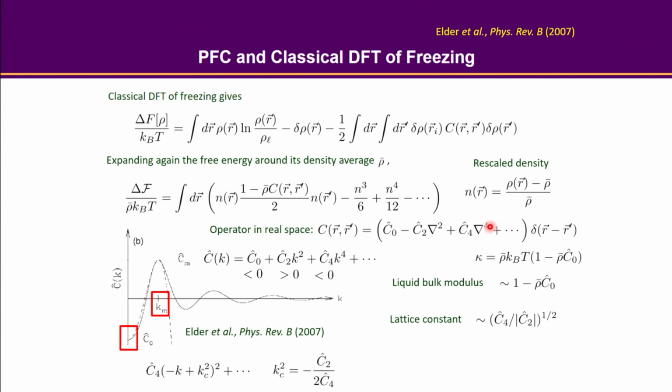And in addition, we know when the density wave has exactly the wave number equal to kc, then that minimizes the quadratic energy, right?